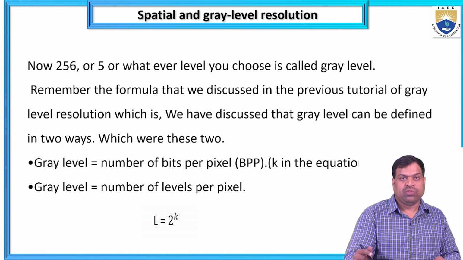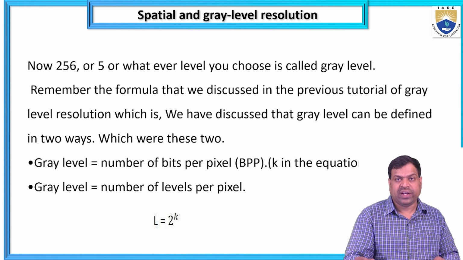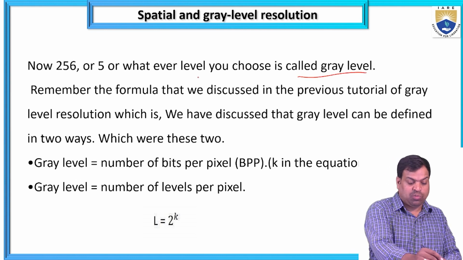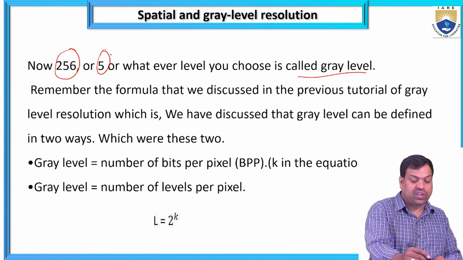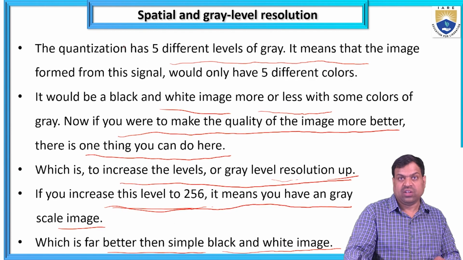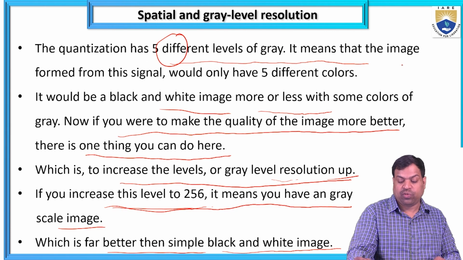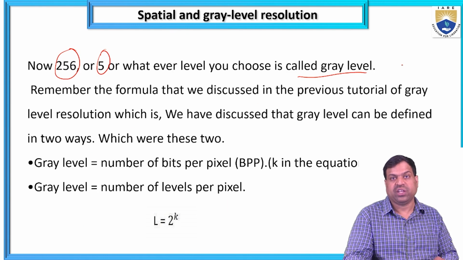So now we are taking either 256 or 5 different quantization levels, which are called gray levels. Suppose I am taking 256 quantization levels. Here we discussed 5 different gray levels, or 256 resolution values, that I am taking.